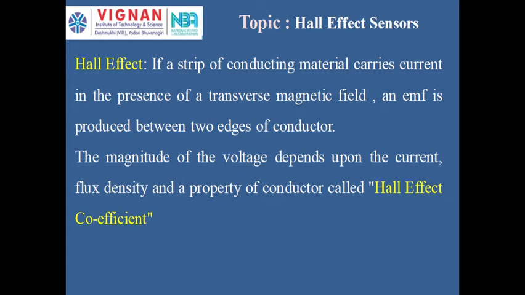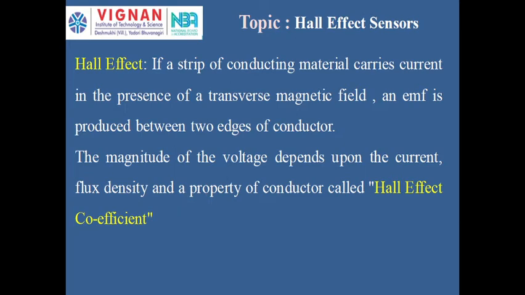It is very simple. First we'll see what the effect is, then we'll go for the explanation. If a strip of conducting material carries current in the presence of a transverse magnetic field, an EMF is produced between two edges of the conductor. The magnitude of voltage depends upon the current, flux density, and a property of the conductor called the Hall effect coefficient.